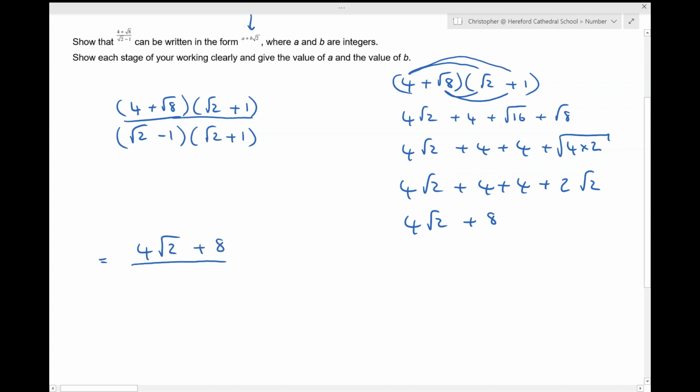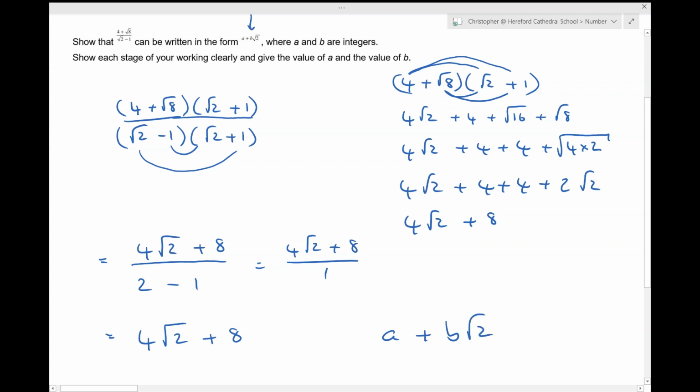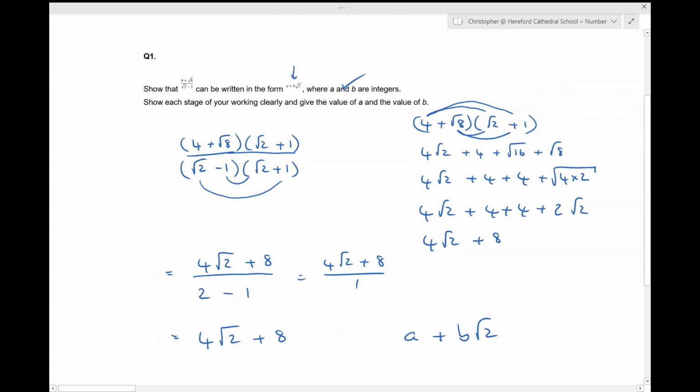And that's my numerator, the top of my fraction. Now, what do I have on the bottom? I've got root 2 minus 1 times root 2 plus 1. Well, I know the middle terms are going to disappear. So I'm going to be left with root 2 times root 2, which is 2, minus 1 times 1 is 1. 2 minus 1, I'm just left with 1 on the bottom, aren't I? So that is 6 root 2 plus 8 over 1, which of course is just equal to 6 root 2 plus 8. And there you are. I have written it in the form a plus b root 2, where a and b are integers. And that is my answer to question 1.